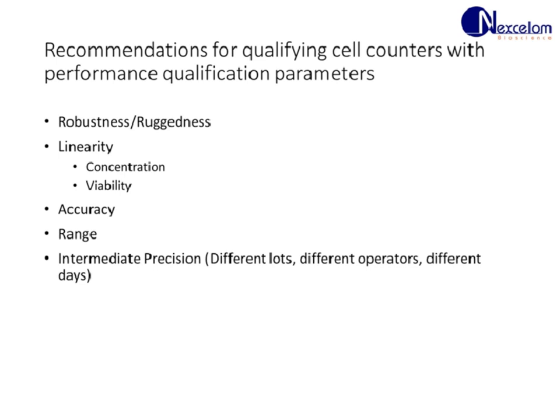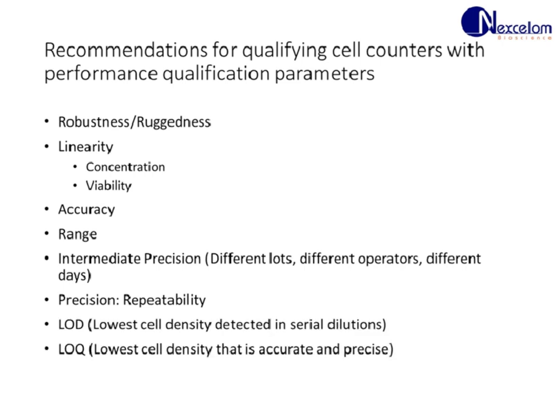The intermediate precision is looking at different lots, different operators, or different days of using the cell counting method and looking at how precise they are over these types of parameters. And just for precision is just repeatability, measuring the same sample multiple times and looking at the standard deviation.